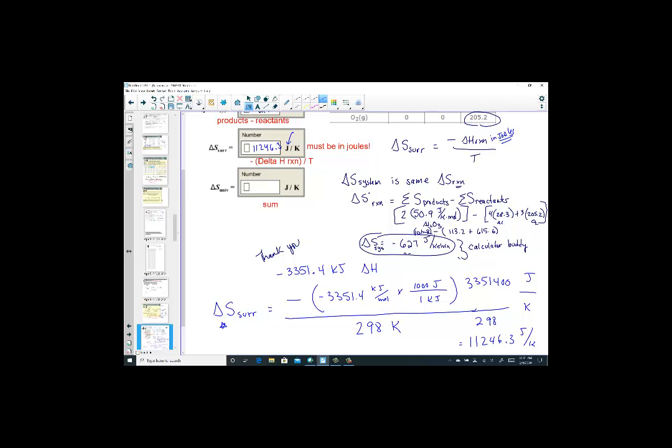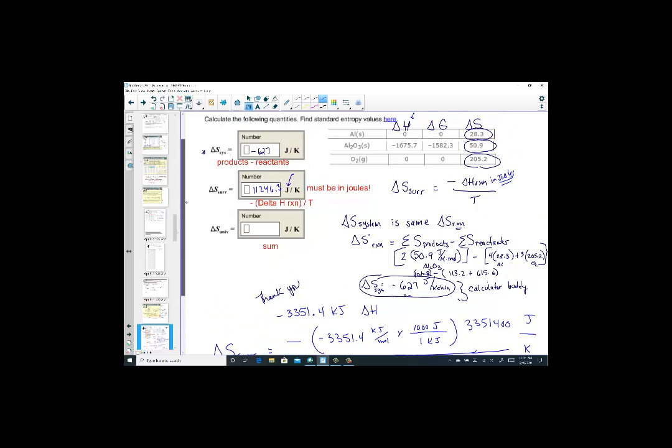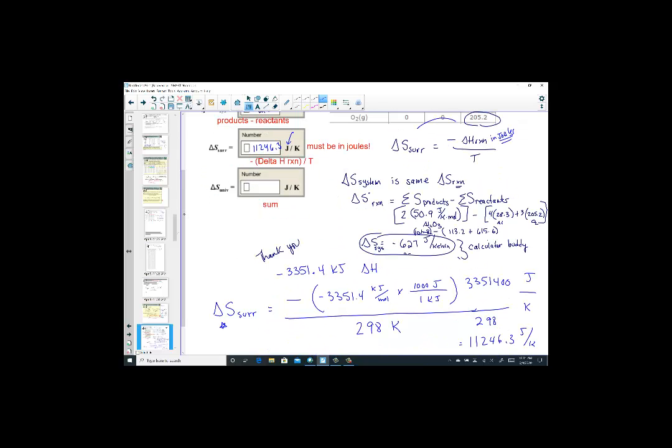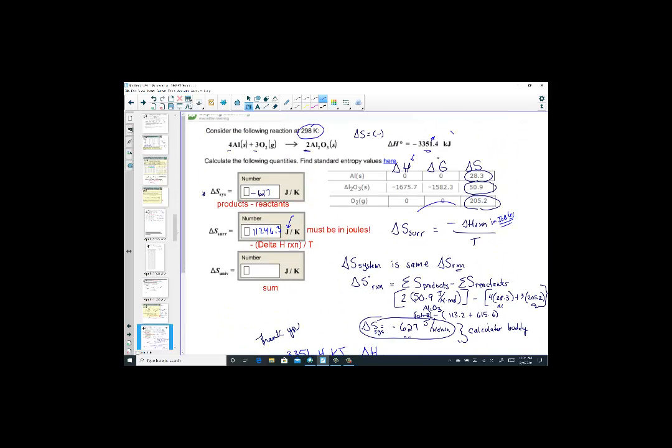That number is significantly larger because the kJs had to go to joules for the enthalpy value. And this was a very exothermic reaction, wasn't it? This is a very large exothermic value. So exothermic, with that negative sign, heat is being released.